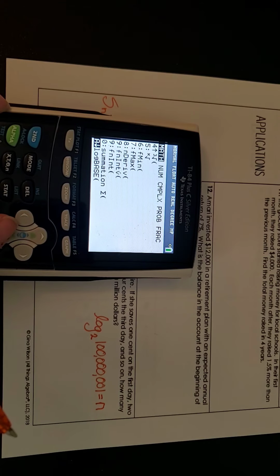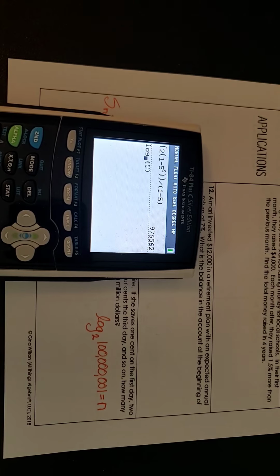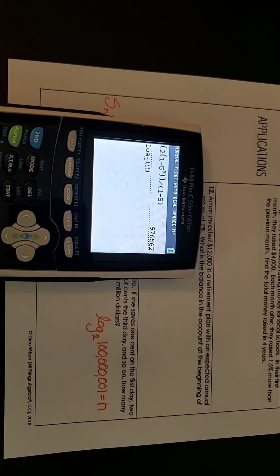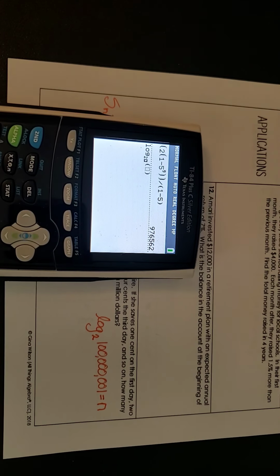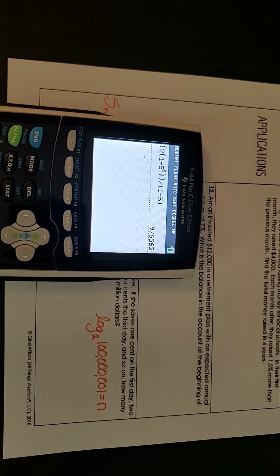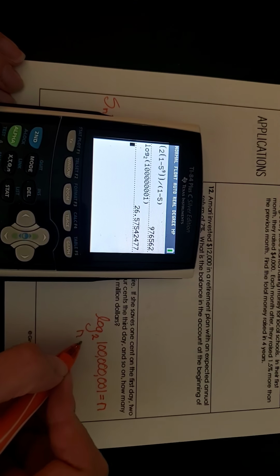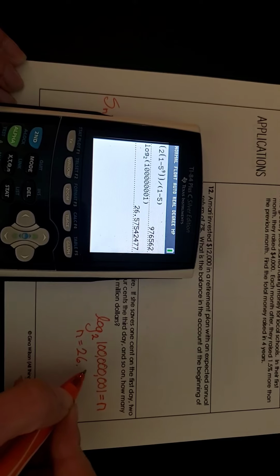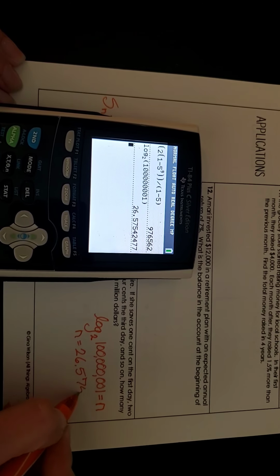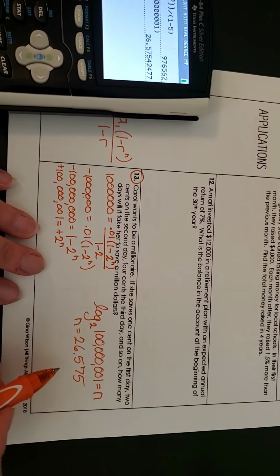Or remember, if you go into math, I think it's down here. Yep, there it is. On A is log base. This only works if you have an 84, I believe. I don't think any of the 83s have this option, but we can put in a base of 2. And then 100, 1, 2, 3, 4, 5. Make sure you get the correct number of zeros in there. And n is 26.575. So how many days will it take for her to save $1 million?